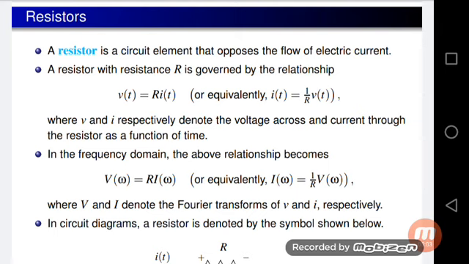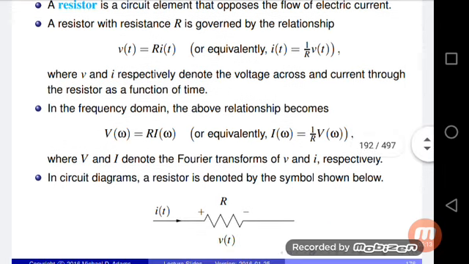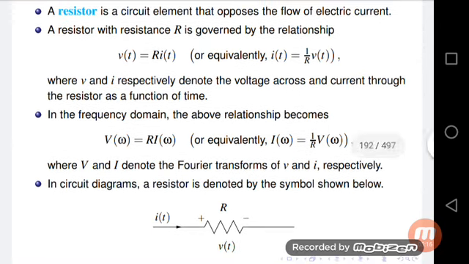In the circuit diagram of a resistor, the symbol of a resistor can be represented like this. Here I of t is the flow of current, V of t is the voltage. By using a resistor, some of the flow of current will be opposed, to control or balance the circuit.